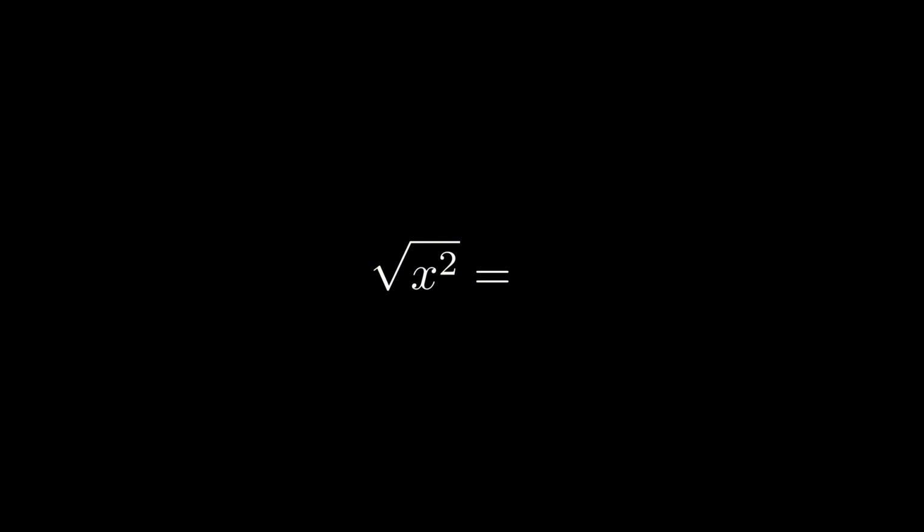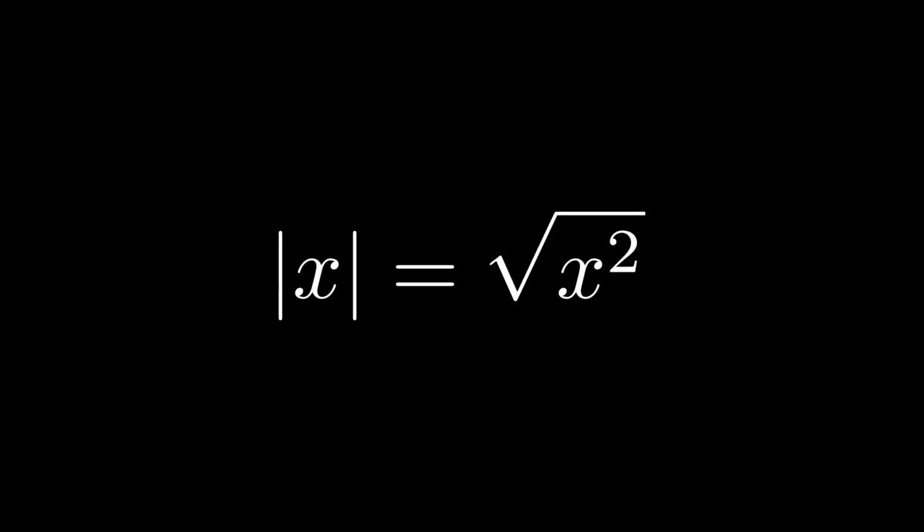So, the square root of x squared doesn't just equal x, it actually equals the absolute value of x. And just like that, we've done it. We found a way to write the absolute value function in a completely differentiable form.